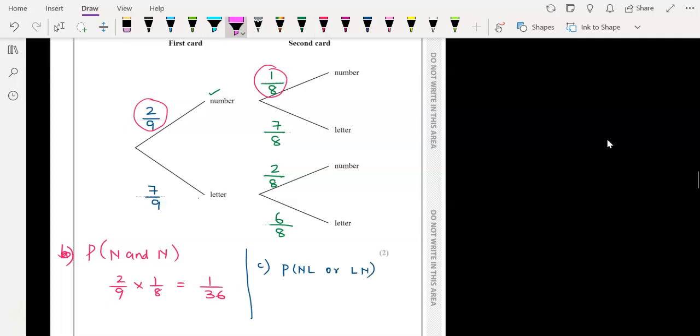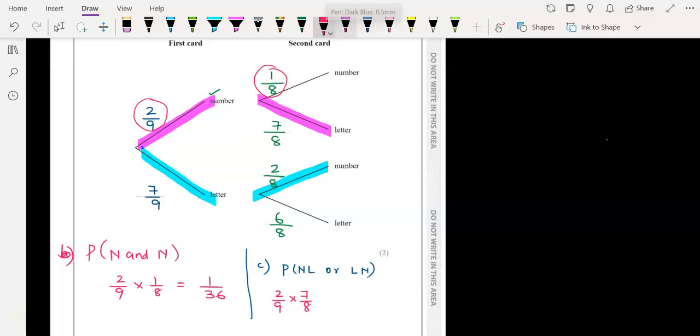So the first card can be a number card, and then it can be a letter card. Or the first card can be a letter card and the second one can be a number card. So your probability of number and letter will be, number is 2 by 9 times the letter is 7 by 8. And if you want probability of letter first and then number, letter card is 7 over 9 times number is 2 over 8.